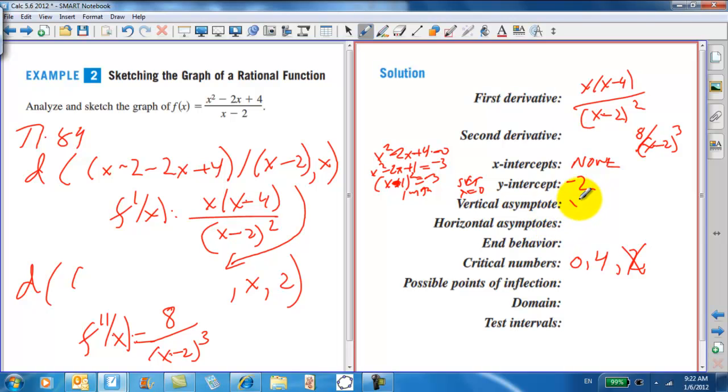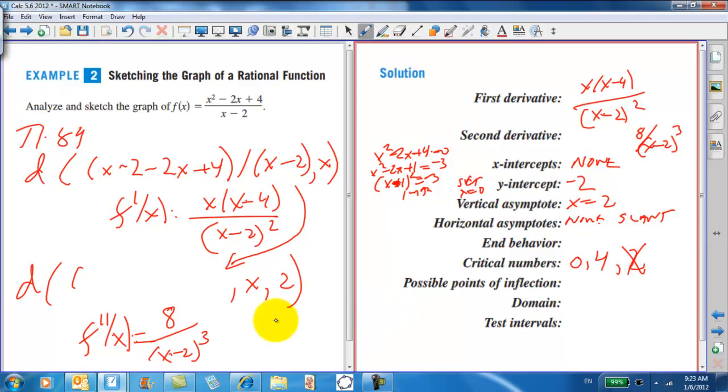Vertical asymptote at x equals 2. That makes the denominator equal to 0. Horizontal asymptote is the ratio of leading coefficients. Oh, but look at this. Second degree over first degree. So there are none. We do have a slant asymptote, though, and we can figure that out right away with our division.